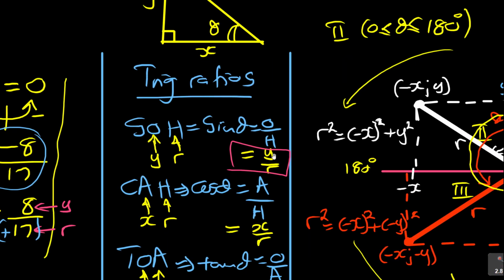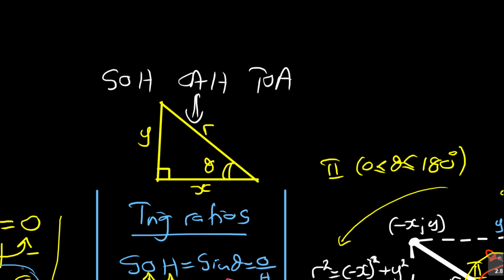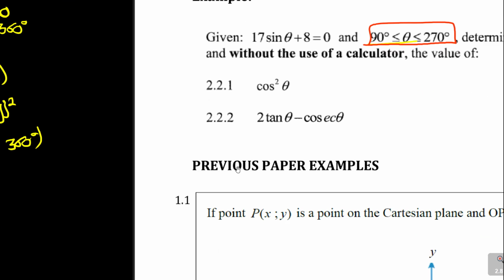Sine theta is opposite over hypotenuse, but you also need to know, when you're talking about SOHCAHTOA, what is opposite. Opposite is represented by Y, hypotenuse by R, adjacent by X. So you must know that if I say opposite, it means I'm talking about Y. If I say adjacent, I'm talking about X. And if I say hypotenuse, I'm talking about R. Once you know this, then you don't have a problem. This question then becomes easier to answer.